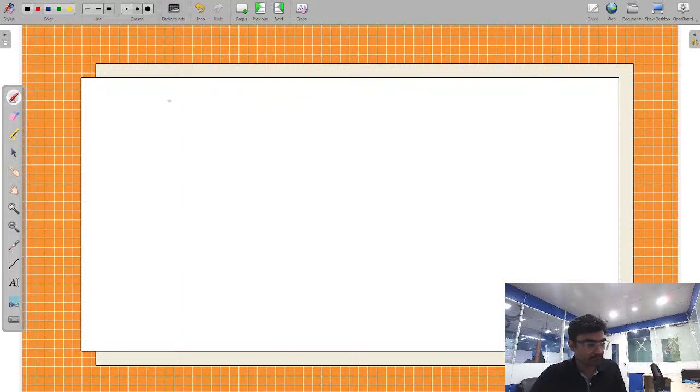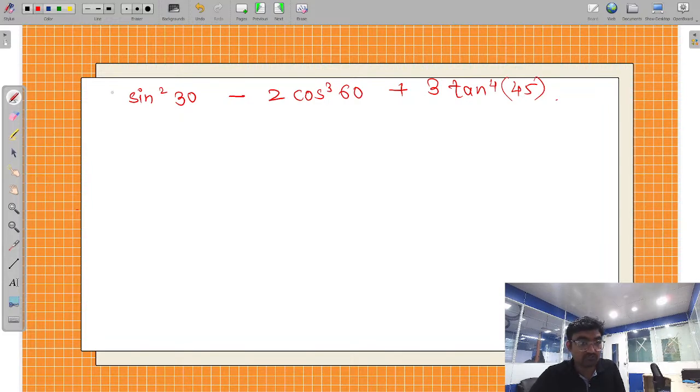Okay, fine. The first numerical will be, let's say, sine square 30 minus 2 cos cube 60 plus 3 tan raised to 4 45. Okay, so the questions will be asked of this type. Let's say this is a question. Now all you have to do is just put the trigonometric table on one side and start solving it. So what is the value of sine 30?